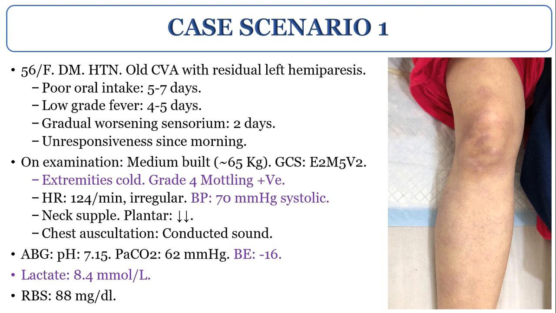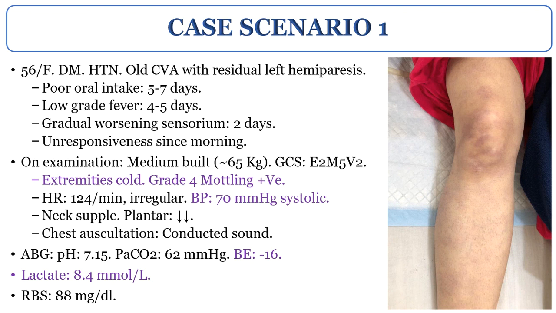Let's see this. So we had a 56-year-old lady, diabetic, hypertensive, who had an old CVA, presented to us with evidence of poor oral intake, low-grade fever, and now here she is unresponsive. On examination, she is medium built. Weight is around 65 kg. Extremities are cold. I have made this a different color, take a note of this. Extremities are cold. There is a grade 4 mottling.